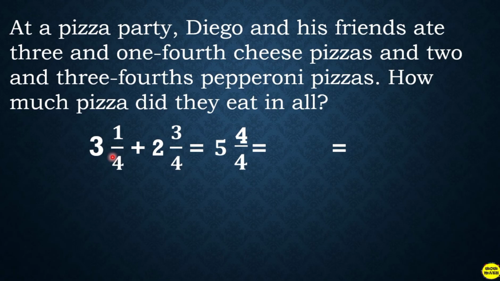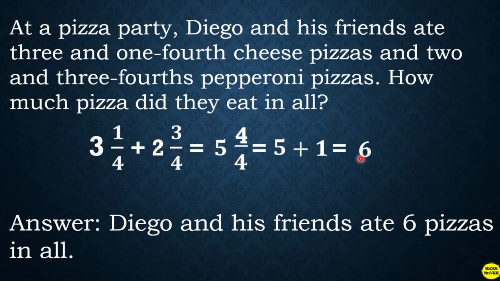Okay, so therefore, we have 3 plus 2, that is 5. And then 1 plus 3, 4. And then copy the denominator, that is 4. Now, we all know that 4 divided by 4 is equal to 1. So, 5 plus 1, that is 6. Okay? So, therefore, Diego and his friends ate 6 pizzas in all.